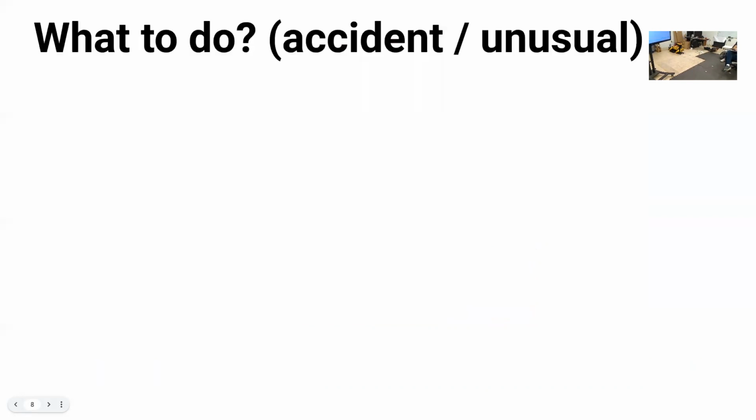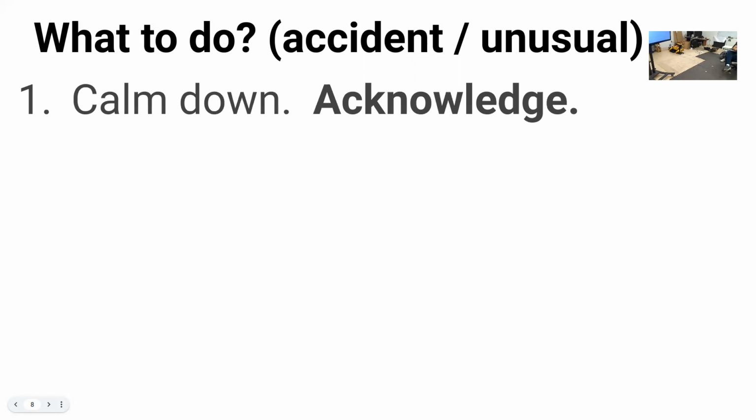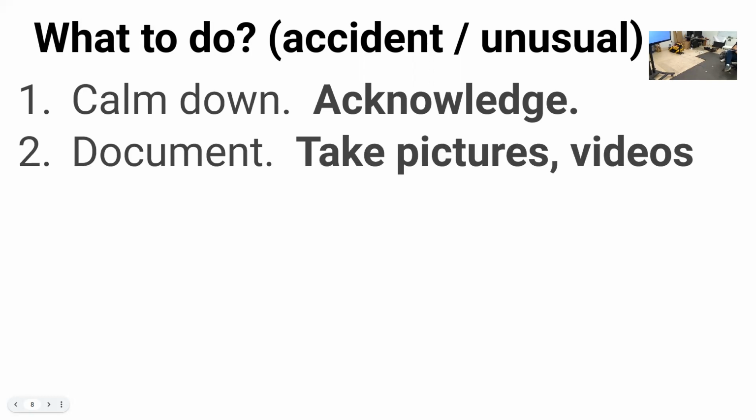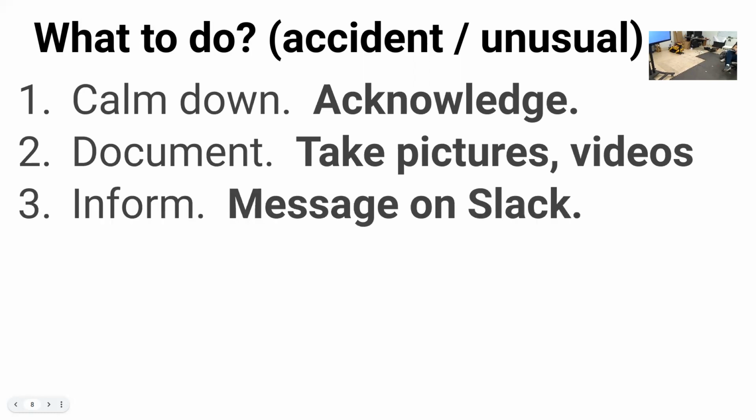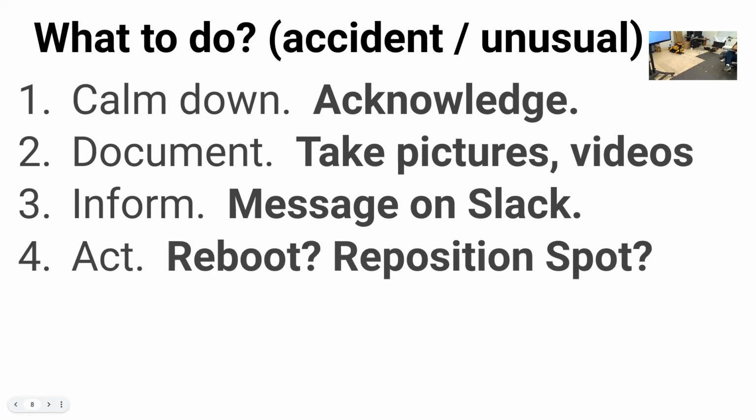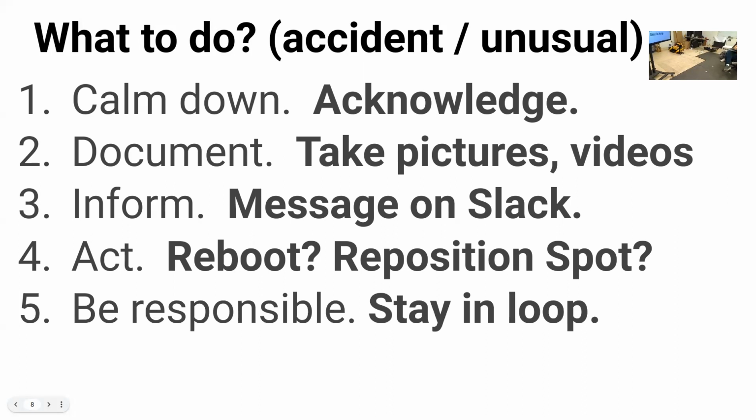Here's a rule of thumb, a set of steps to refer to when you encounter any accident. First thing is to calm down and acknowledge the problem, and then take pictures and videos. That's what Sergio did. That was good. But then you also want to inform people on Slack, at least before you post it on social media. And then you also want to act. At the scene, if you see an accident, you usually reboot the robot and then try to let it stand up again. Or maybe sometimes you have to manually grab it and move it around, but you need to do something. And what happens probably is we are gonna reach out to support, and then they're gonna contact us. And if you were there when you saw the accident, I hope you could stay in the loop.